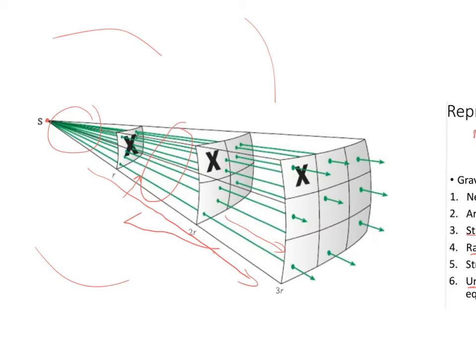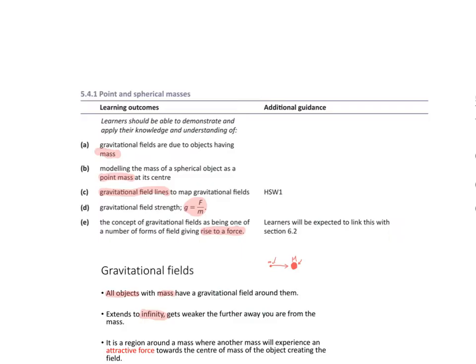And we're going to look at the relationship that force has with distance from its center. So I'll start on to that. Okay, just to recap, before we move on to the next part, gravitational fields are due to objects having mass. So like I said, your cells are attracting every other mass around you. Modeling the mass of a spherical object as a point mass at its center. So if you have a big object, you consider that all of its mass is at its center.